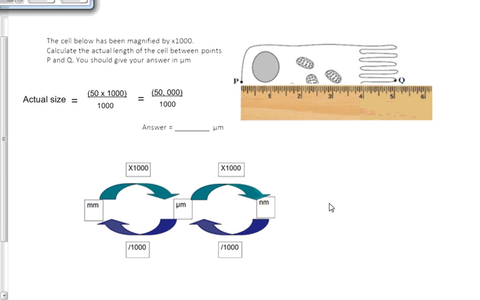Here's the final sum that I'm left with then. I'm left with the calculation that 50,000 divided by 1,000 is equal to 50. So my final answer here is going to be 50 micrometers. I should always do a final check here just to make sure that my answer is plausible. In this case, 50 micrometers is a very sensible size for a cell. The majority of animal cells, and this is an animal cell we're looking at here, as you can tell by the nucleus and the fact that it's got villi here, 50 micrometers is a fairly typical size for the length of an animal cell. So that's how to do a fairly simple calculation involving magnification.